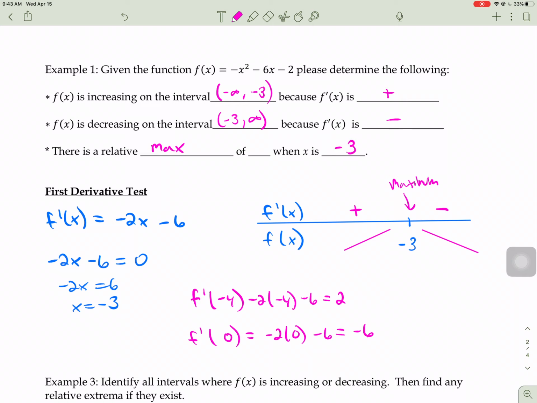If you want to know what that is, plug into the original negative 3, which is negative negative 3 squared minus 6x minus 2. It's kind of annoying. Negative negative 3 squared minus 6 times negative 3 minus 2, which is negative 9 plus 18 minus 2, which is 7.